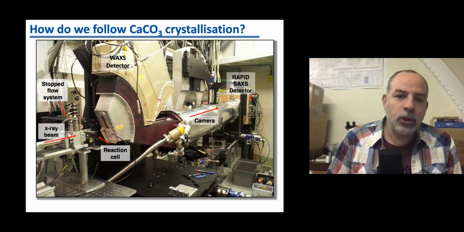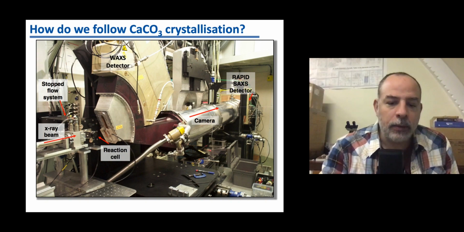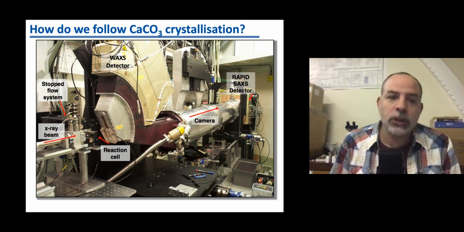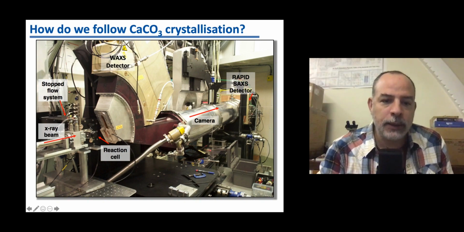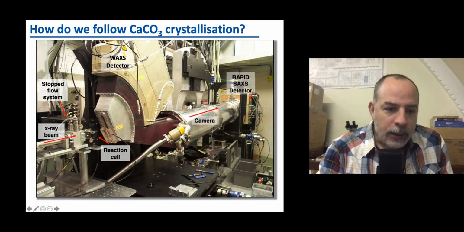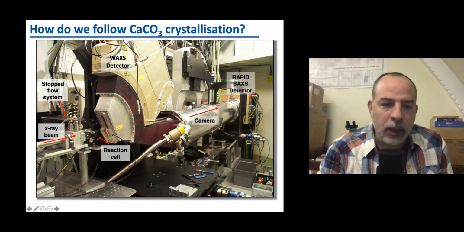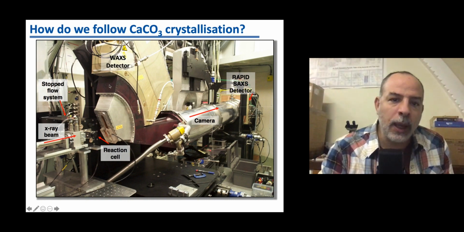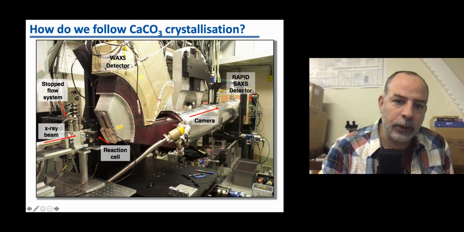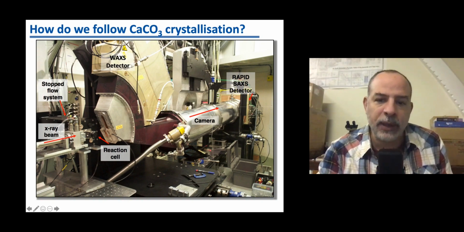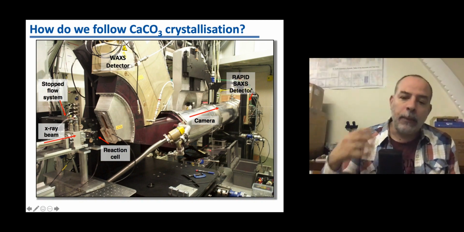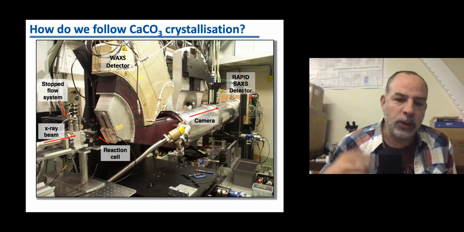Here you have a picture showing how a typical experiment in the synchrotron looks like. What you can see here is the stop flow system that can mix these solutions very quickly. The X-ray beam follows this path and the beam goes through a capillary where our reaction is taking place. And we have here one detector, the wide angle X-ray scattering detector, and here the SAXS detector, the small angle X-ray scattering. So as I told you, WAXS is like X-ray diffraction and this is scattering. Okay, and by using this method we can follow all these reactions which are very quick.